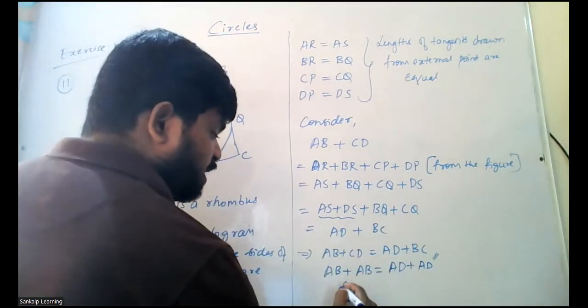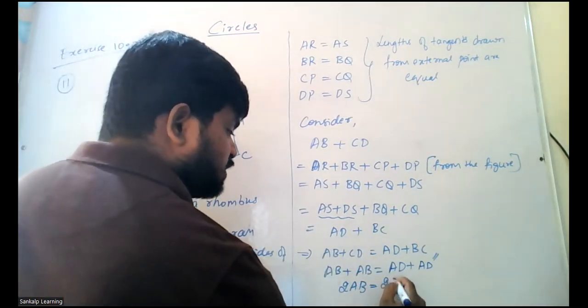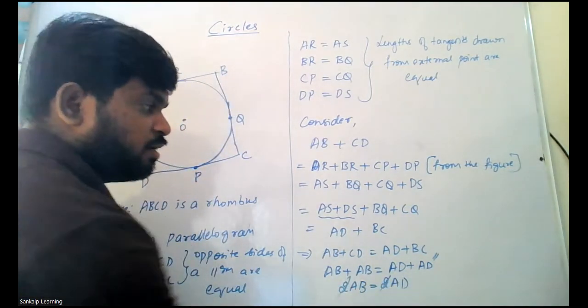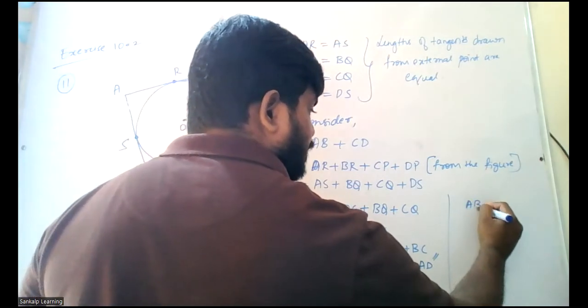So what do you get? AB plus AB is 2AB. AD plus AD is 2AD. Therefore, 2 and 2 get cancelled. You're left with what? AB equals AD.